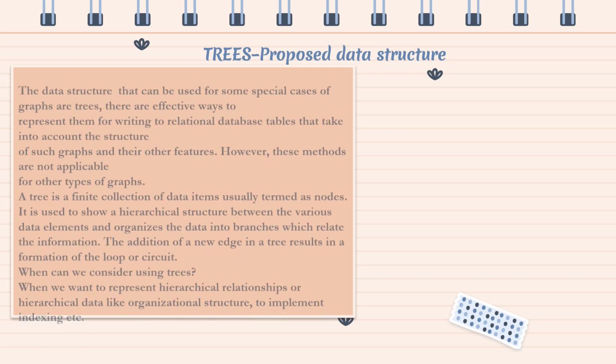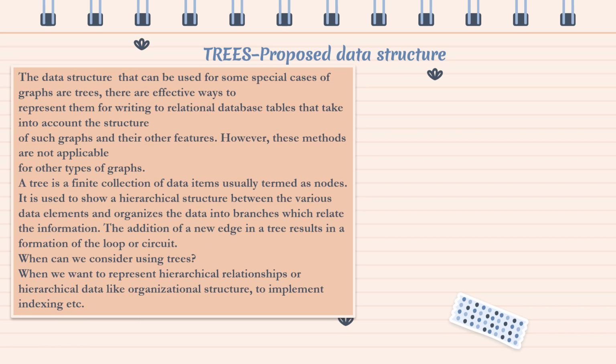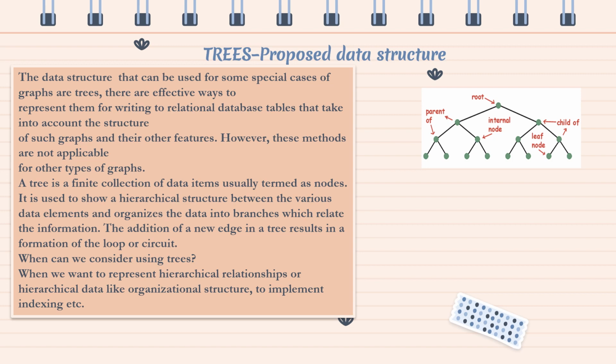The data structure which can be used instead of graphs in some of the special cases could be trees. A tree is a finite collection of data items which is usually termed as nodes. It is used to show a hierarchical data structure between the various data elements and organizes the data into branches which relate the information. The addition of a new edge in a tree results in a formation of a loop or a circuit. Now, when can we use trees?